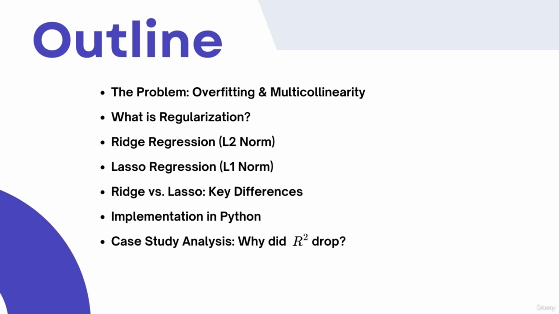Here's our roadmap for this session. We'll start by identifying the problem, overfitting and multicollinearity. Then we'll introduce the first solution, ridge regression, or L2 regularization. We'll visualize how it works. Next, we'll look at lasso regression, or L1 regularization. We'll cover a critical prerequisite, scaling data. Then we'll implement both in Python. Finally, and most importantly, we'll interpret our results to understand why these advanced tools might sometimes fail if used incorrectly.